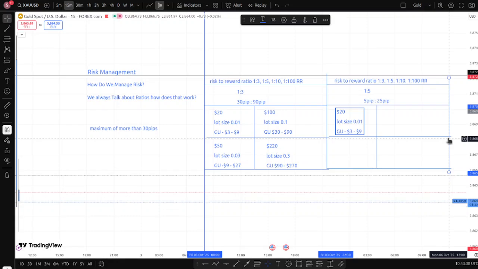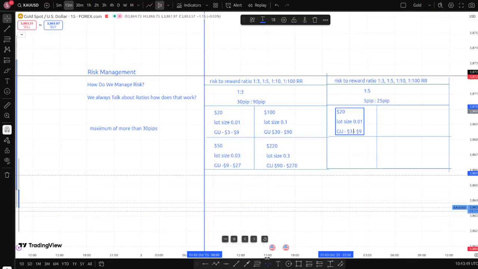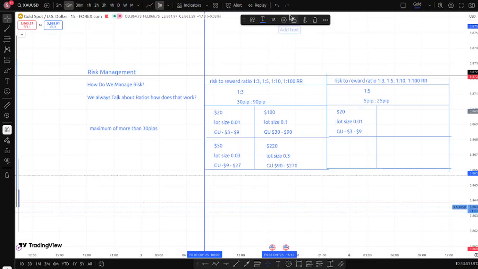Haya, tunataka kufanya hii calculation vizuri. Kama tulikuwa na 0.01, hiyo 5 pips ilikuwa $3. 30 pips ilikuwa $3. Acha tufanye calculation hapa na nyinyi. Kama 30 pips ilikuwa $3, wewe tunaandika hiyo. Ilikuwa $3, si ndio?